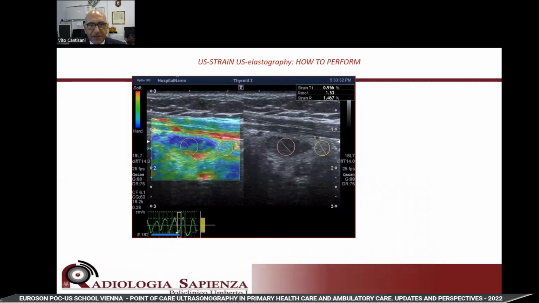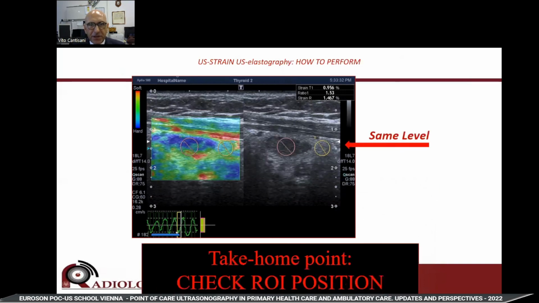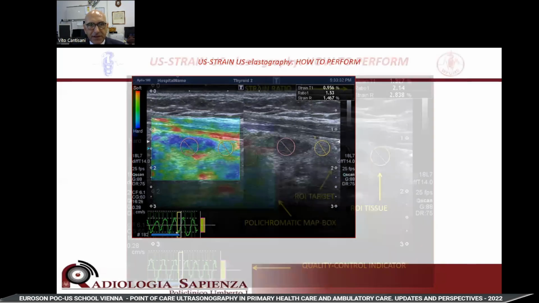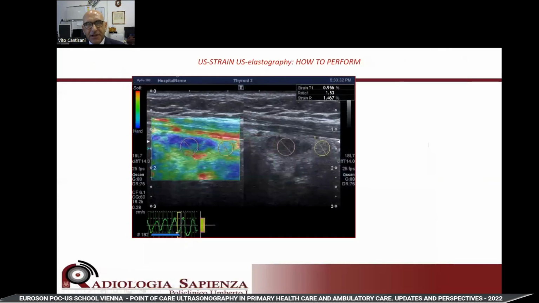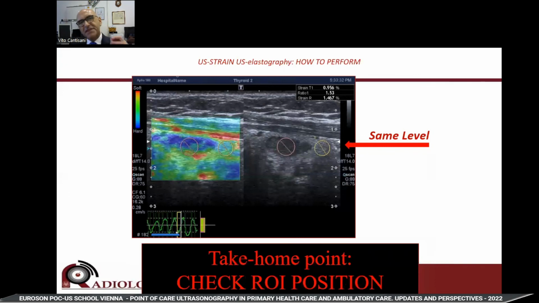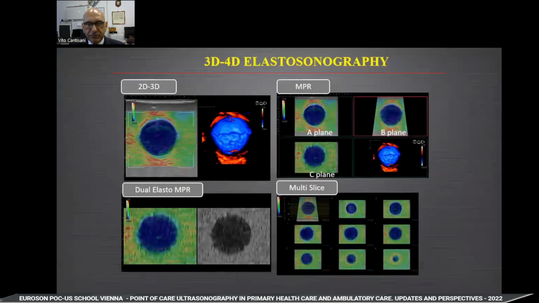I show the same case with a different number. Why? Because unfortunately here, the ROI was within the thyroid and not only within the thyroid nodule. Therefore, I repeated it and I obtained a different value. And this is important: check the ROI position.